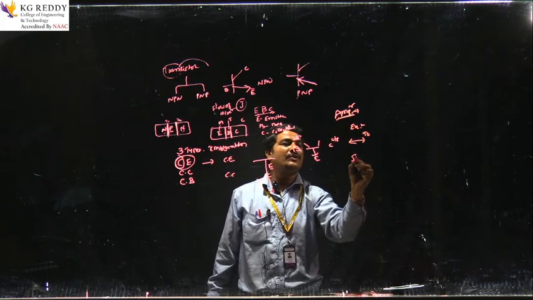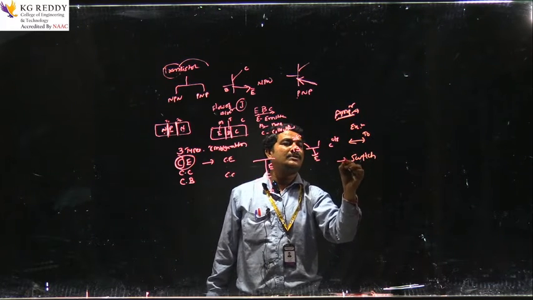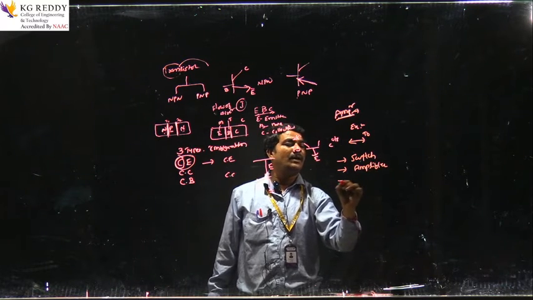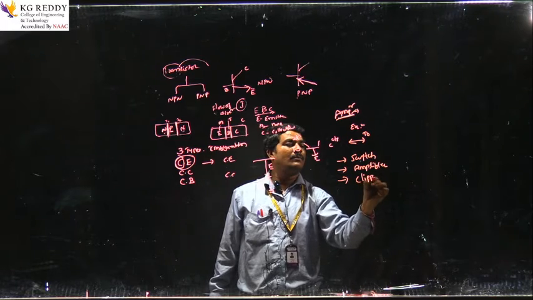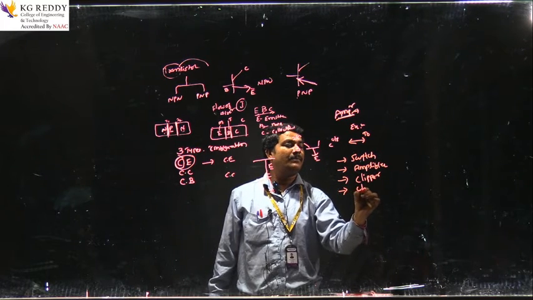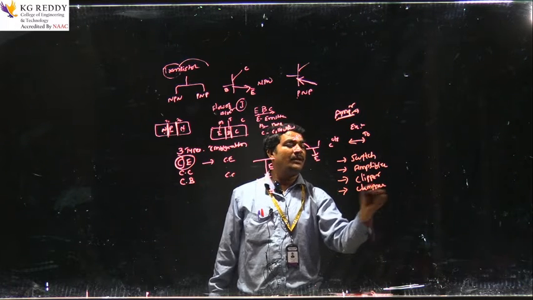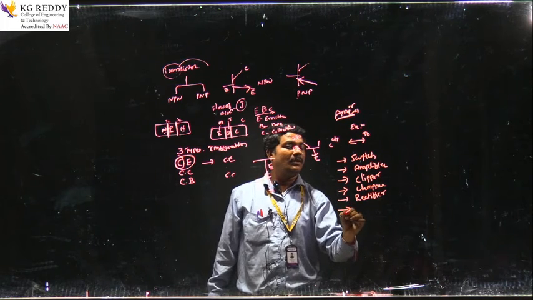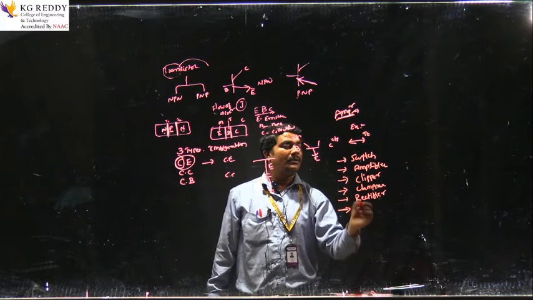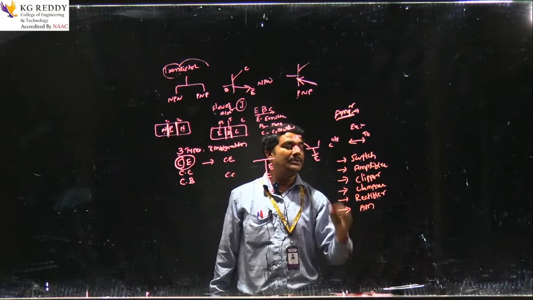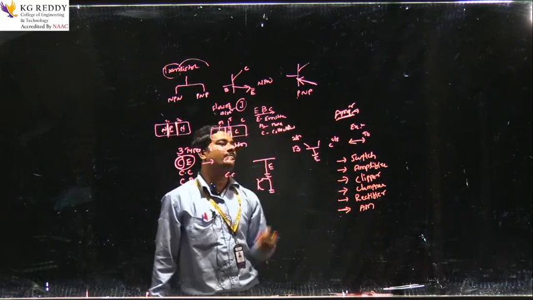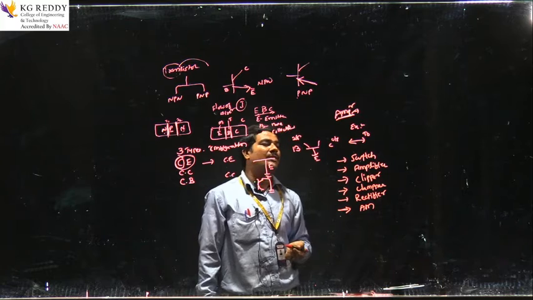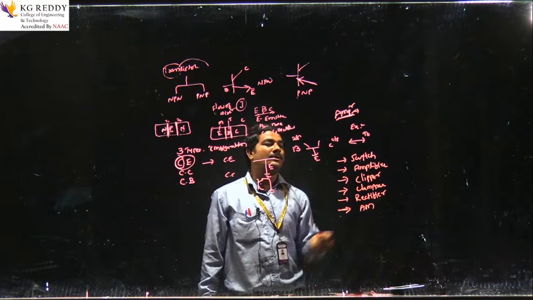Second is switch; we can use it for switching purposes. The uses are: first amplifier, second switch, third clipper, fourth clamper, and fifth rectifier. And we can use it in AM, amplitude modulation, and as diodes also. These are the practical applications of the transistor.